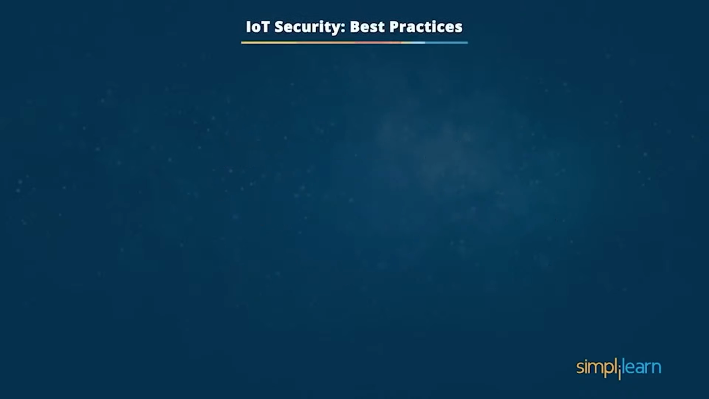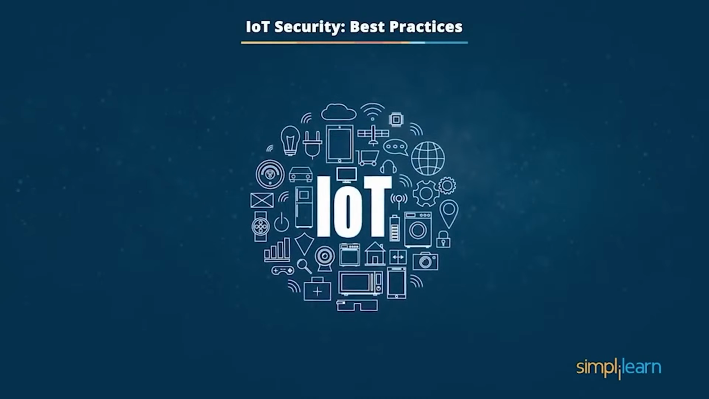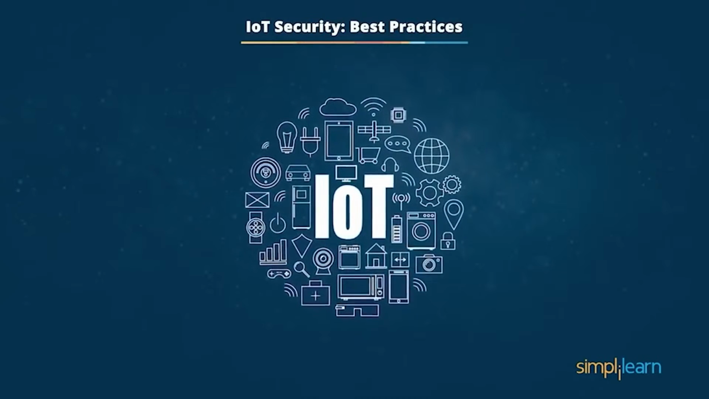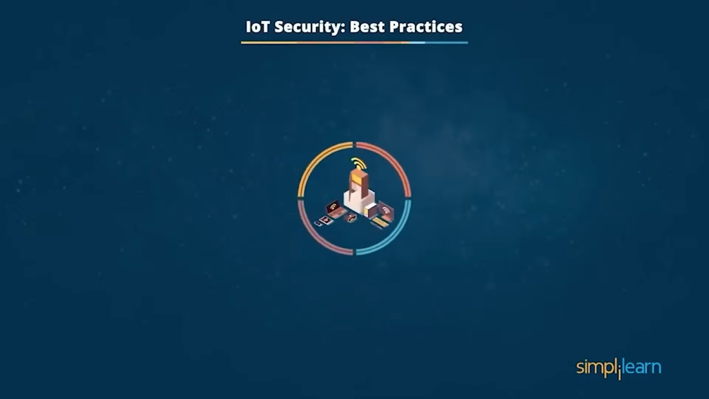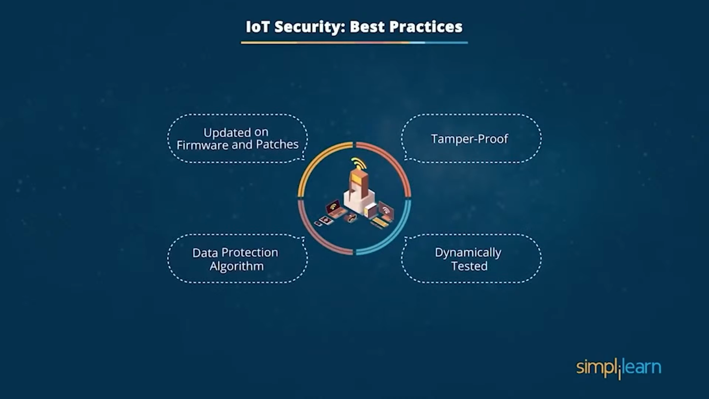IoT security, best practices. There are many best practices in IoT security. Let us look at some best practices pertaining to IoT hardware. First of all, the hardware should be tamper-proof. They should have undergone dynamic testing with specific data protection algorithms and should be updated on firmware and patches.